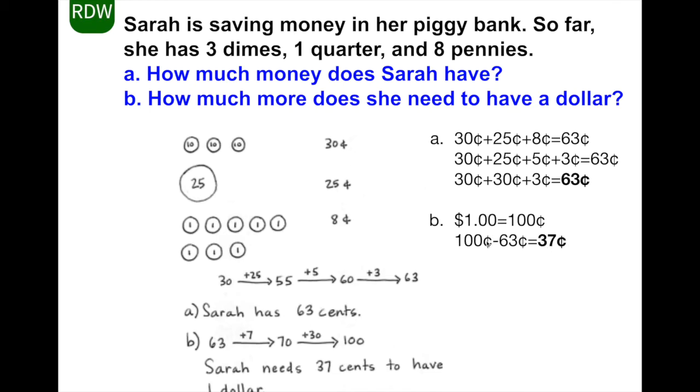So I have 100 cents. I subtract the 63 cents she has and find that she needs 37 more cents. Or as they showed it down here below, they skip counted up. They said to get to the next 10, I need 7 cents, and then to get from 70 to 100, I need 30 cents. So 30 plus 7 equals 37 cents. So hopefully one of those ways makes sense to you.